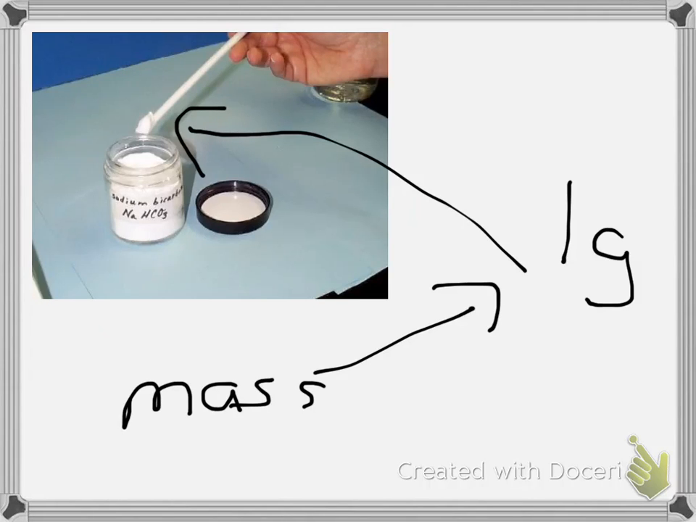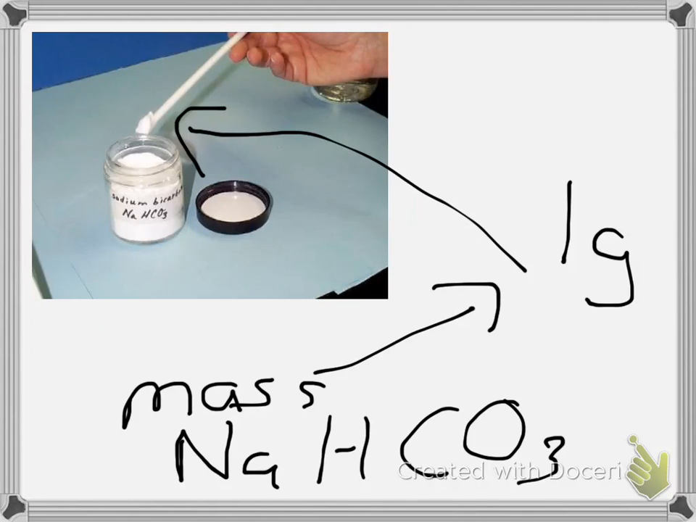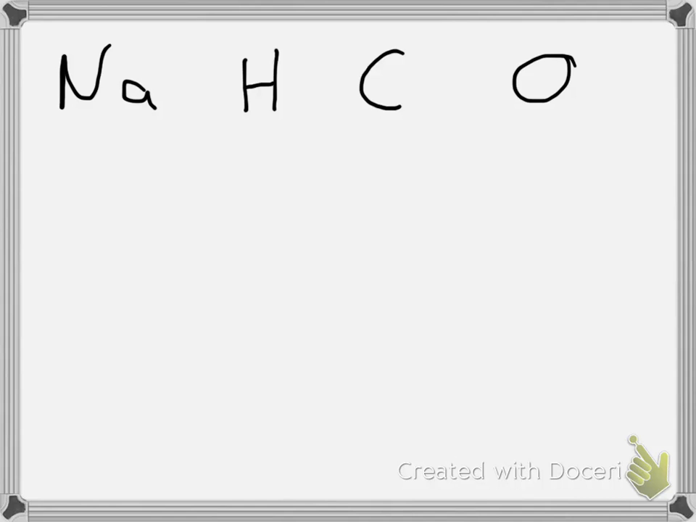We also need to know that the formula of sodium hydrogen carbonate is NaHCO3. We need to use that to work out my relative formula mass. My mass is the actual amount of substance that I have on my spatula, in this case 1 gram. And my relative formula mass is the mass of each of the elements added together. In this example, I have sodium, hydrogen, carbon, and 3 oxygens.